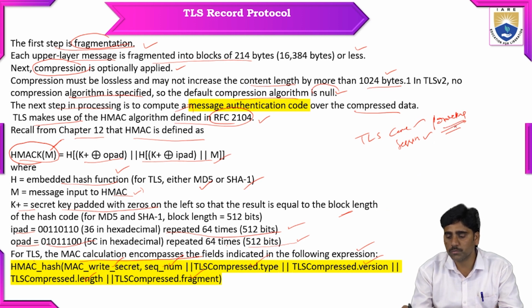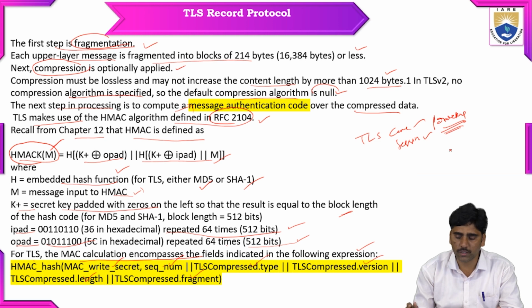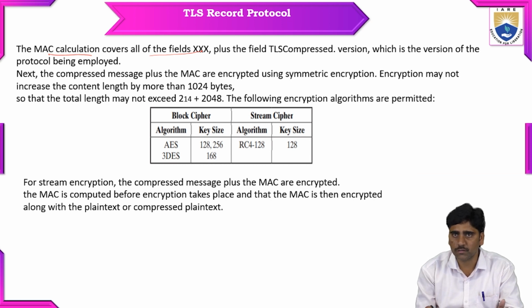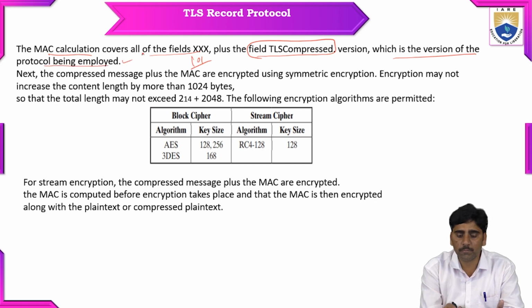With these parameters loaded, they are going to take the data for the specified type. The MAC calculation covers all the fields plus the TLSCompressed fields. So suppose 101 is a field that will be added to the TLSCompressed version, which is the version of the protocol being employed.